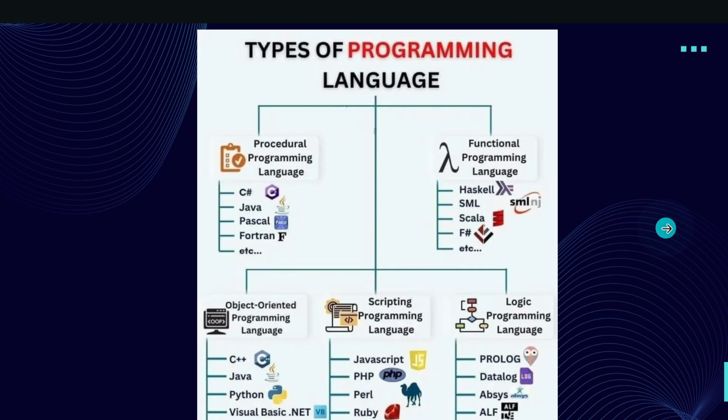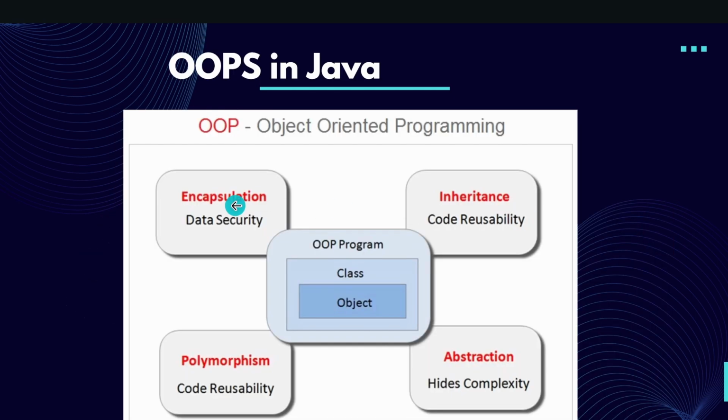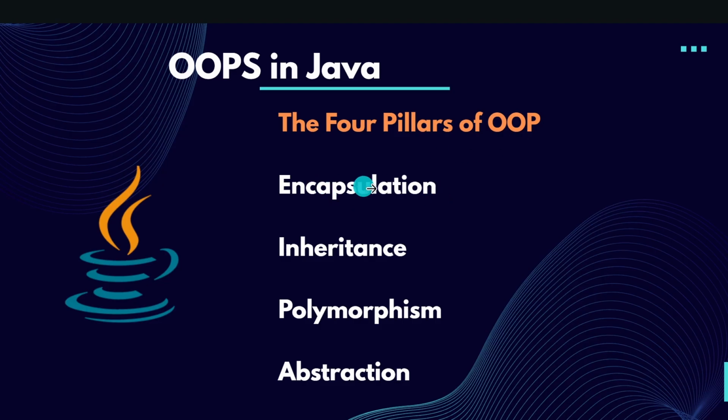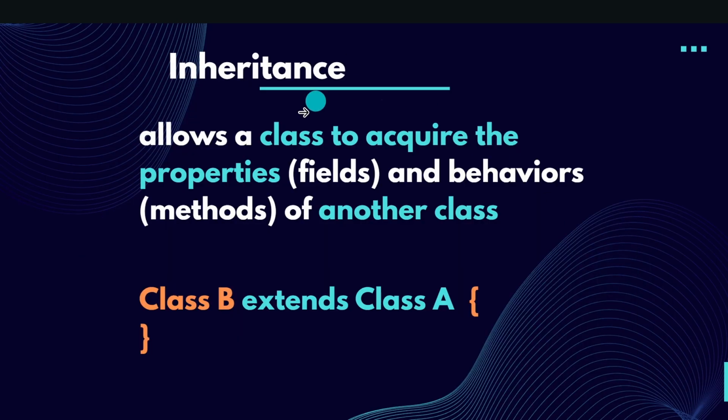Hi guys, in the previous video we have talked about what is object oriented programming language. So what are the four pillars of OOPS? We have seen encapsulation in detail. Now in this video we are going to cover what is inheritance in detail.